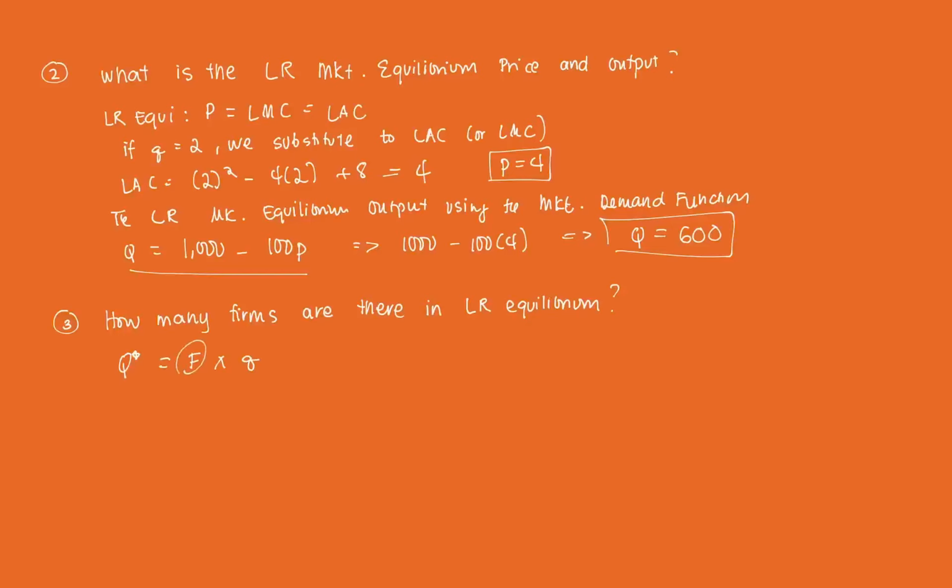Therefore, since we want to find out the number of firms, we can just isolate the formula. So F is equal to big Q, or your market quantity, over small q, your firm quantity. Your market quantity is 600, and your small q, which is what each firm will supply, is equal to 2. Therefore, it suggests that F, or the number of firms in the market, is equal to 300. So we have 300 firms in this market. So this is an example of long-run competitive equilibrium.